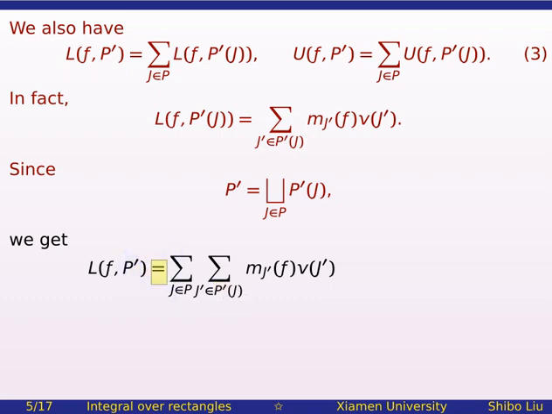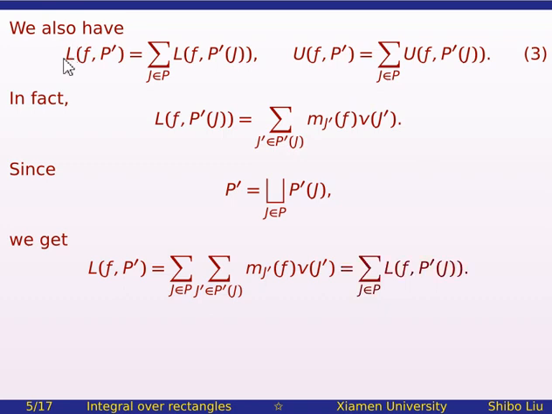Now the inner sum here is precisely the lower sum of f with respect to the partition of J, that is P prime J. So this proves our first equality. For the upper sum, the argument is similar. Okay, so this is important.